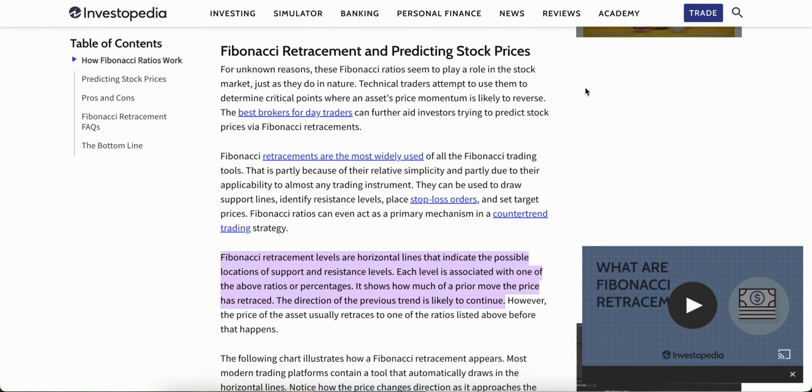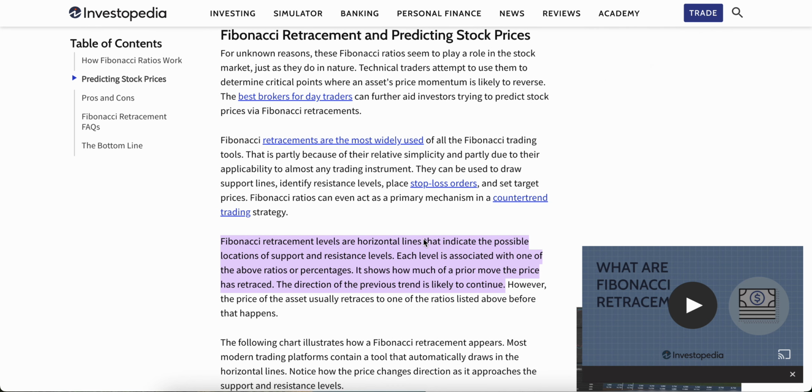Now, obviously, it's not 100% foolproof because price can often front run it, depending on news, depending on hype, or depending on big wallets getting in at these particular levels, etc. So it's a great tool that you can use to trade meme coins and to trade altcoins. But essentially, it's just horizontal lines that indicate the possible locations of support and resistance levels.